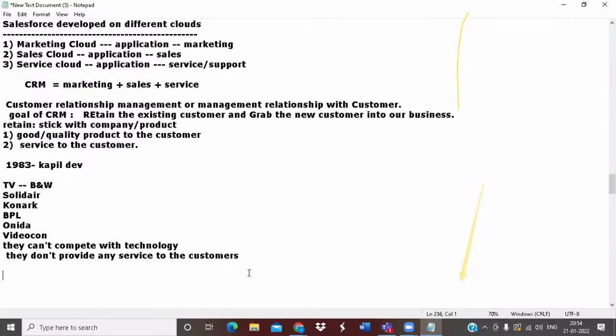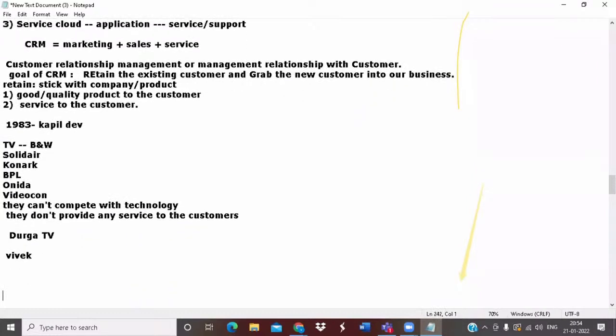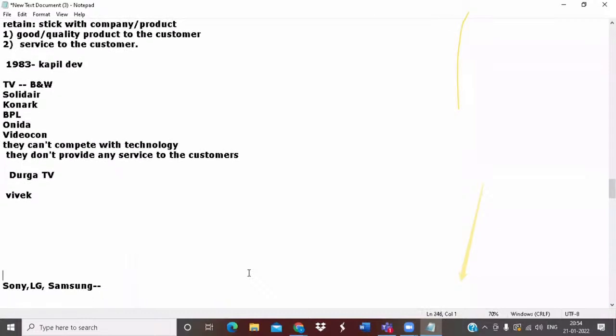For example, I'm talking about 40 years back. I'm a business person. I have a TV company. My own TV company. My company name is called Durga TV. What is the TV name? Durga TV. Okay. So suppose, Vivek, are you there in the class? Vivek. Yes, sir, I am there.